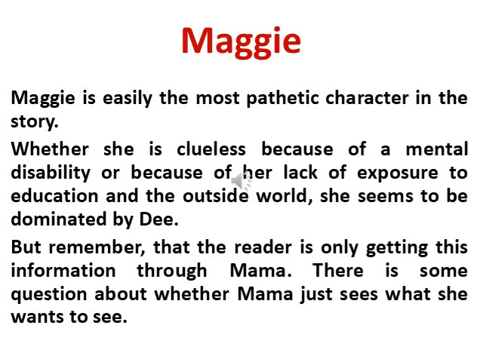Then, coming on to the next character that is also presented as a traditional and rigid character in the story, the second sister, Maggie. Maggie is easily the most pathetic character in the story, you could say. Whether she is clueless because of a mental disability, as she suffered a fire break in the house, or because of her lack of exposure to the outer world, the education, and the outside world, she seems to be dominated by Dee and her mother and her house environment indeed.